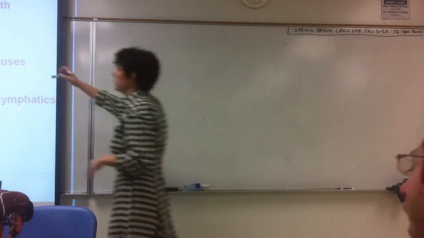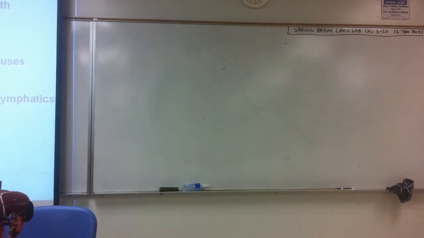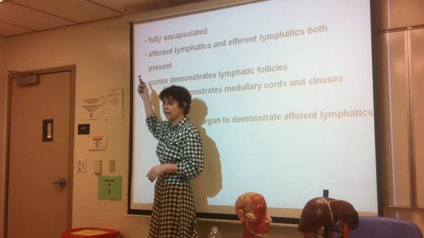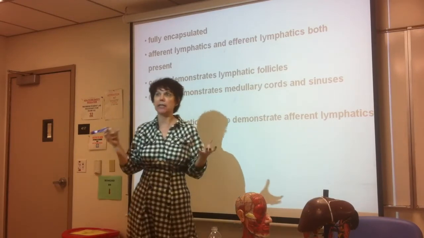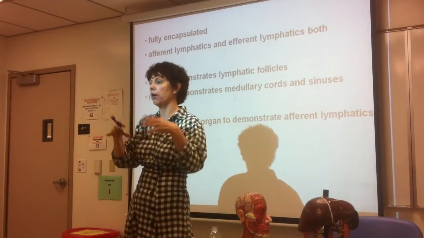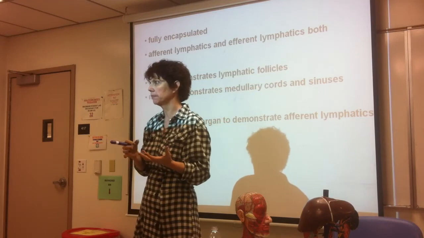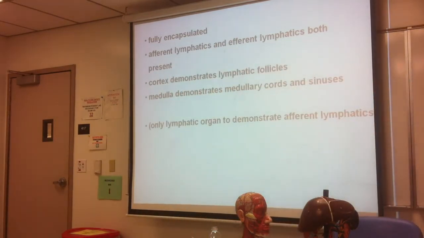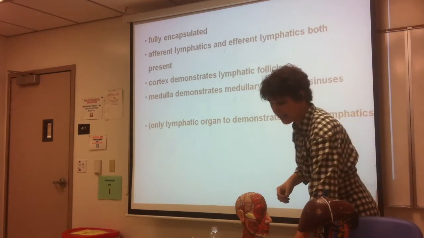Lymph nodes are the only lymphatic organ to have afferent lymphatics. So afferent is carrying lymphatic fluid to the lymph node, or efferent is away from the lymph node. You can tell by the valve which direction the lymphatic fluid is going.